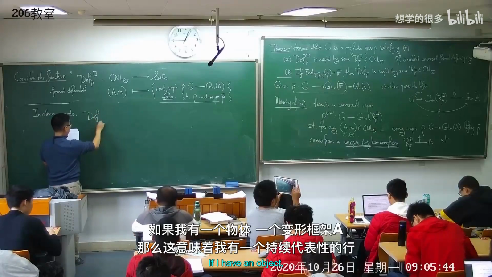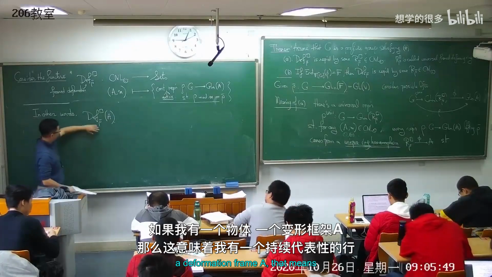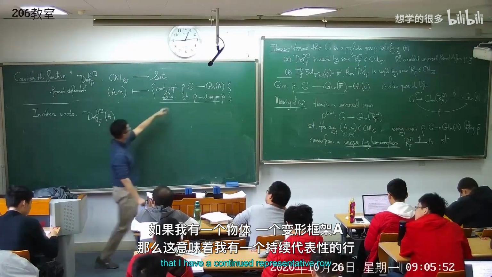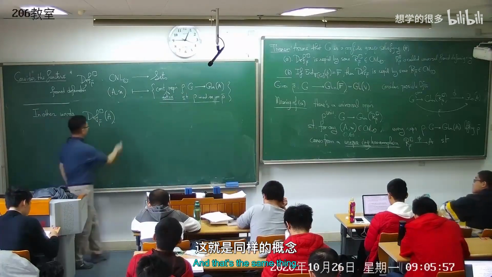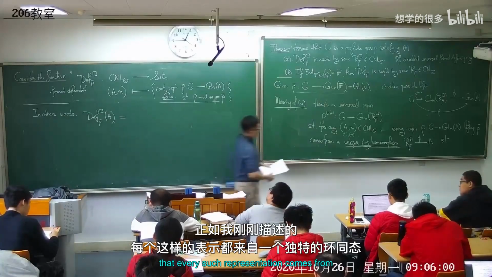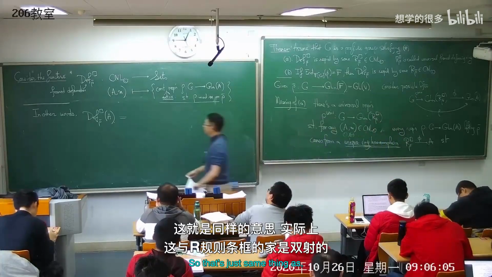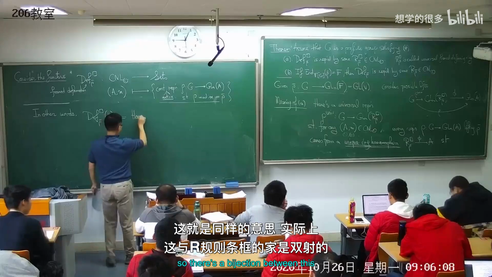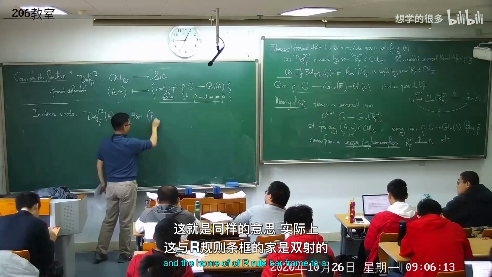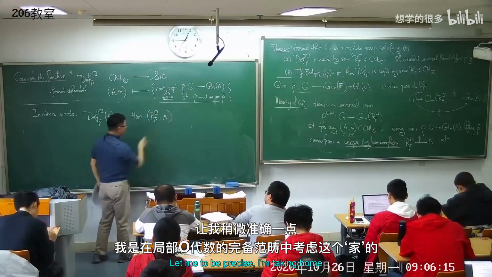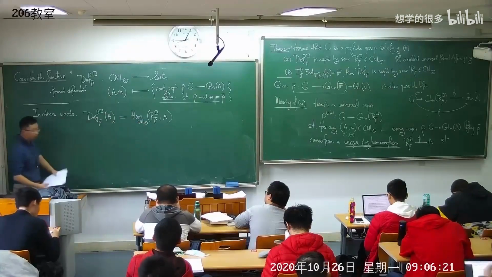If I have an object, deformation frame A, that means that I have a continuous representation rho lifting my rho bar with coefficients in A. And that's the same thing, as I just described, that every such representation comes from a unique ring homomorphism from R rho bar frame to A. So there's a bijection between this and the Hom of R rho bar frame to A. Maybe to be precise, I'm taking Hom in the category of complete Noetherian local O algebras.